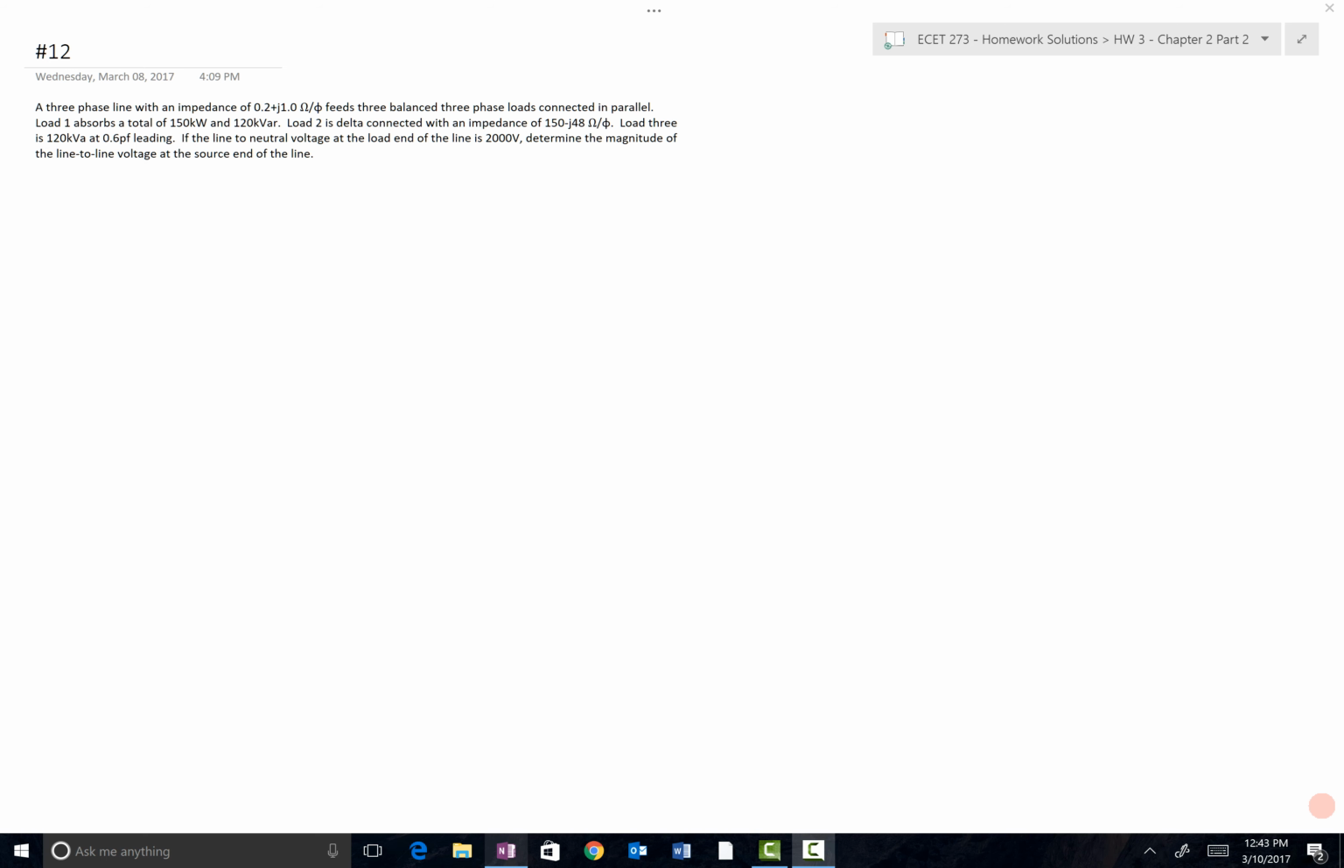If the line-to-neutral voltage at the load end of the line is 2000 volts, determine the magnitude of the line-to-line voltage at the source end of the line.